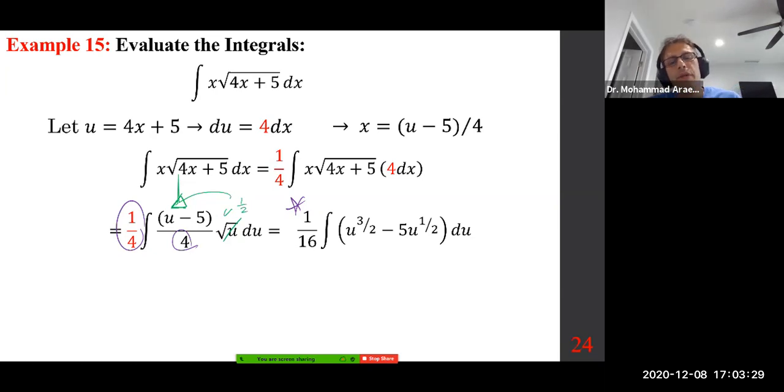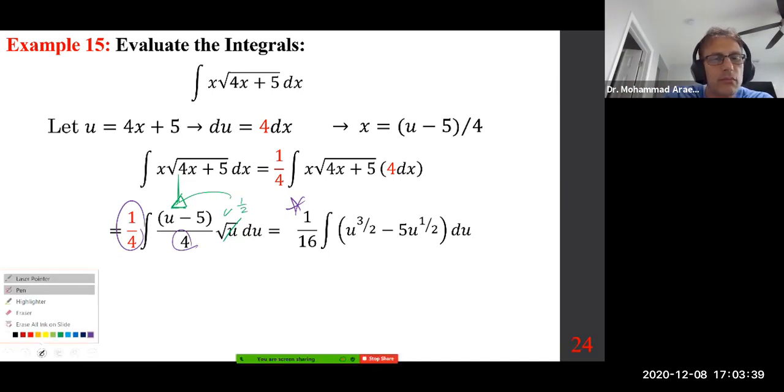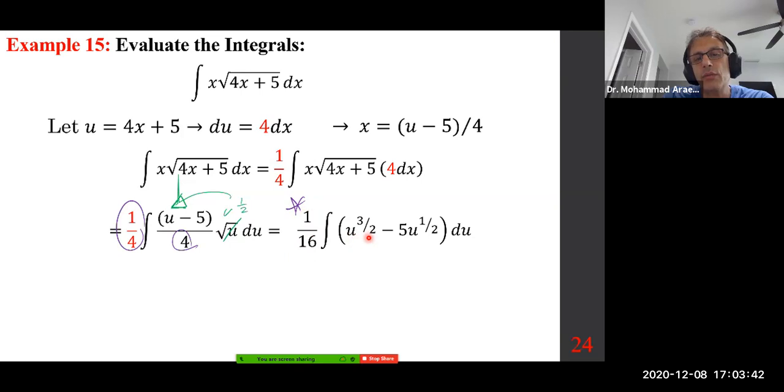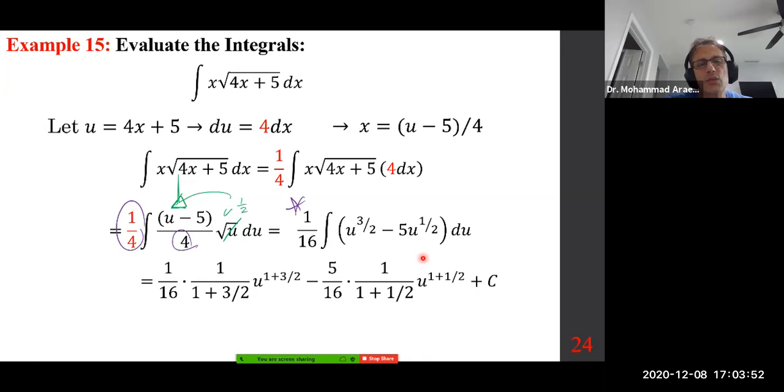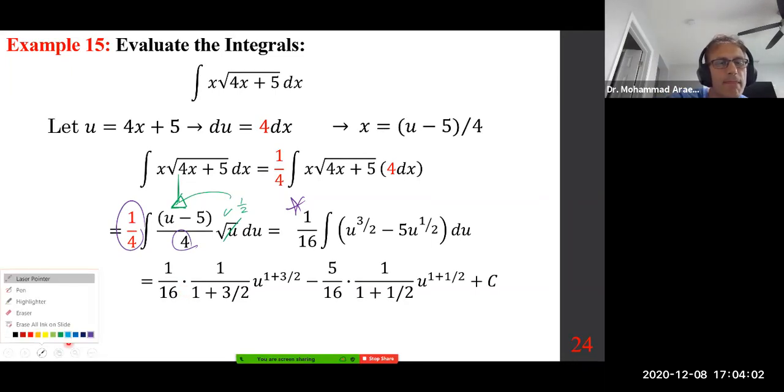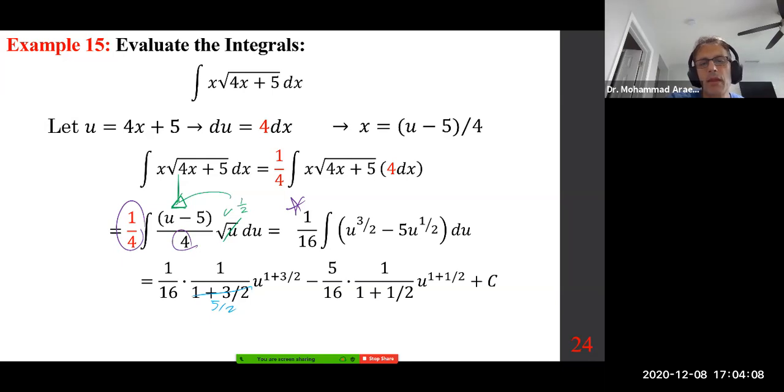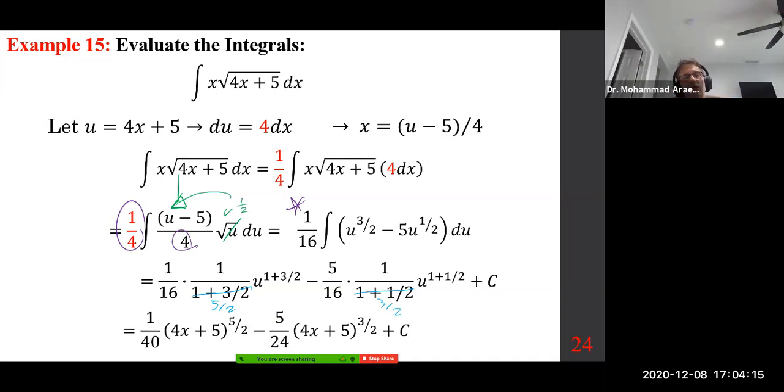Okay. Now you have a simple case of a power rule. So the substitution is not a normal substitution that you deal with. And so 1/16 remains intact. This is 1 over 3/2 plus 1 times u to the power of 3/2 plus 1, minus 5 over 1/2 plus 1 times u to the power of 1/2 plus 1. Okay. So we have this 1/16, you can multiply it at the end or keep it here. It doesn't matter. So 1 plus 3/2 is 5/2, so the reciprocal is 2/5. 1 plus 1/2 is 3/2. The reciprocal is 2/3. And you do the math.